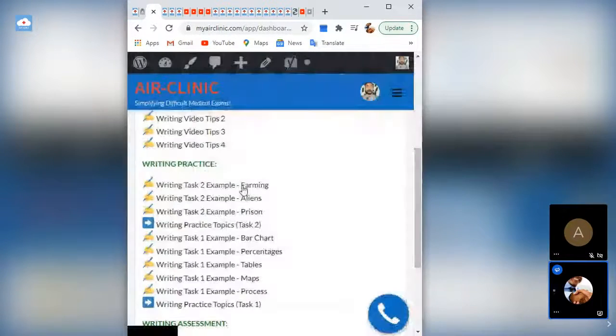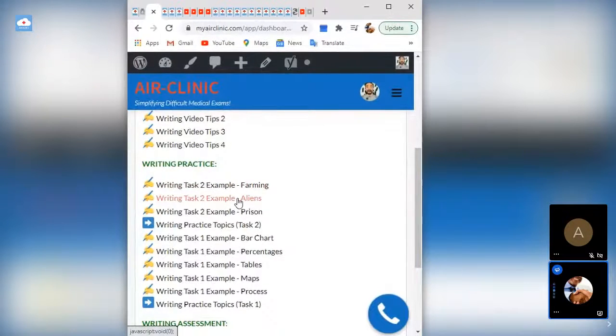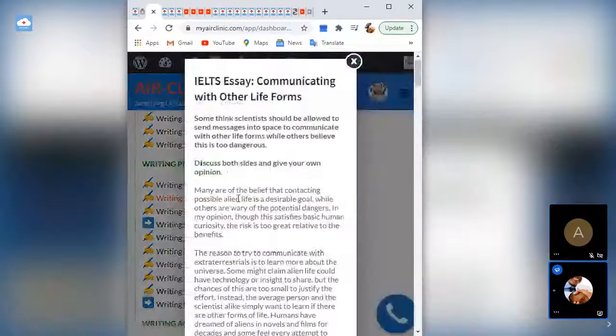For example, this one is about farming. Let me use this one because this is the one I've already talked about, aliens. Now this is the question. Some think scientists should be allowed to send messages into space to communicate with other life forms, while others believe this is too dangerous. Discuss both sides and give your opinion.